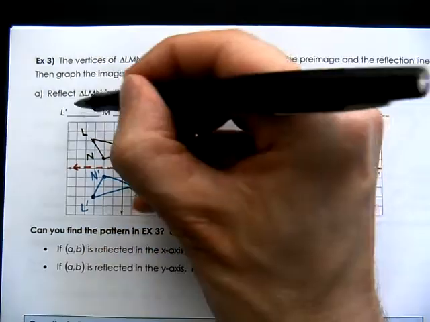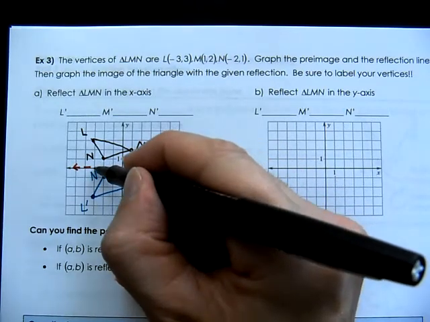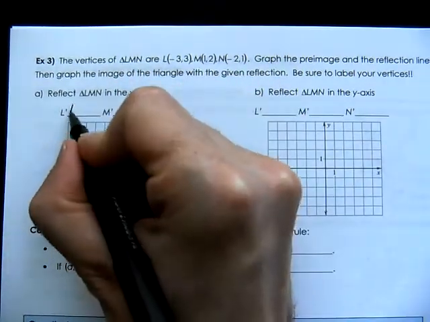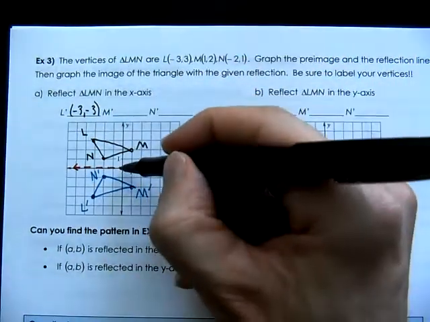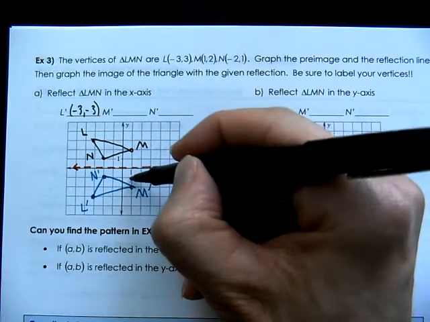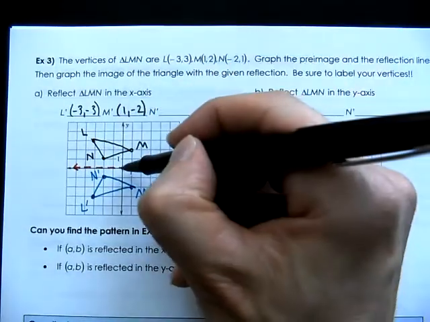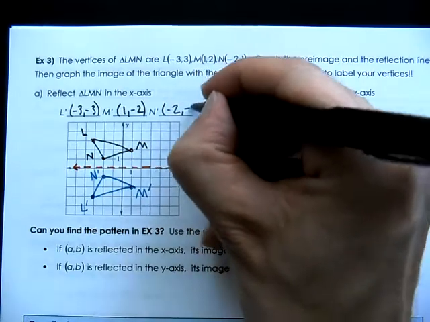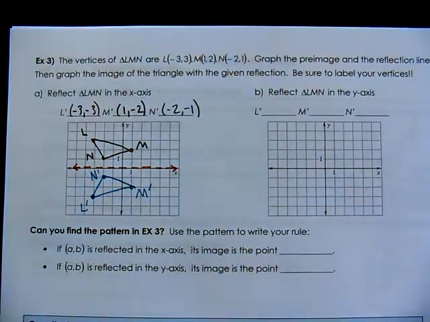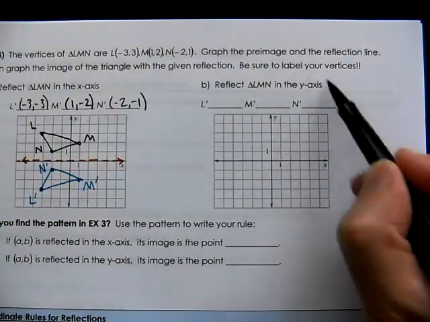So L prime is located at, go back to the origin, we're counting leftward 1, 2, 3, and then downward 1, 2, 3. So that's -3, -3. M prime is located at 1 to the right and 2 down. So 1, -2. And N prime is located at -2, -1. Alright, we'll come back to those numbers in a moment. Let's set up part B. This time we're reflecting the pre-image in the y-axis.